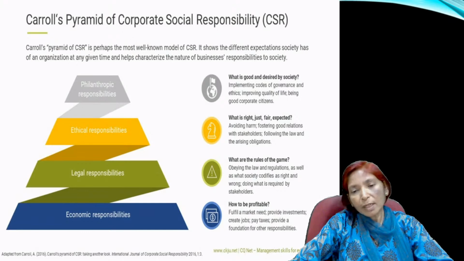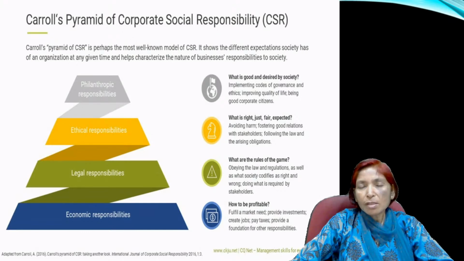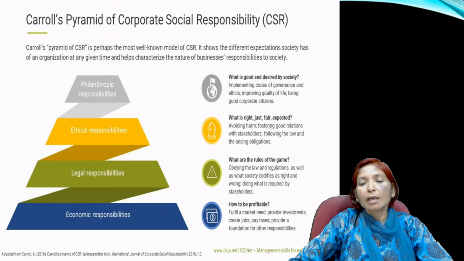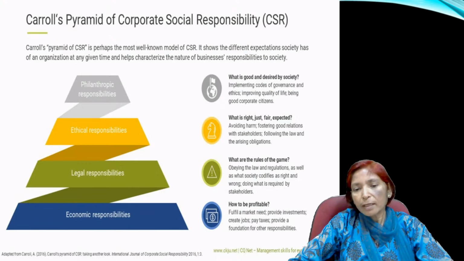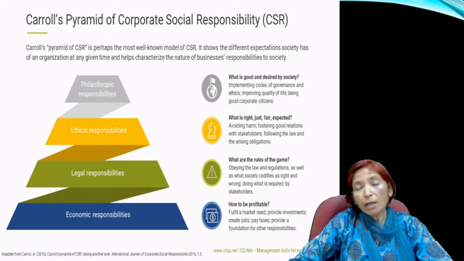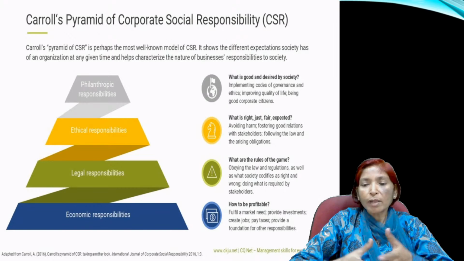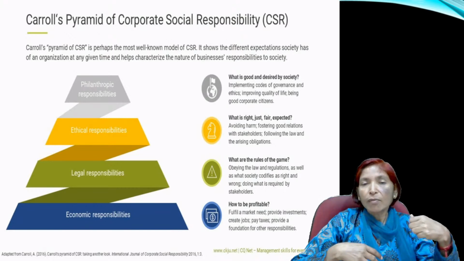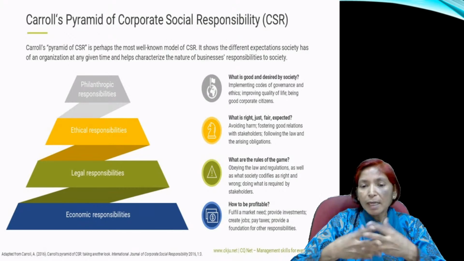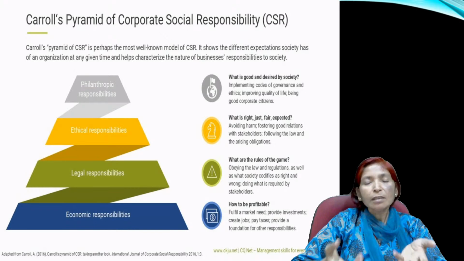And what are the rules of the game? Obeying the laws and regulations as well as what society codifies as right and wrong, doing what is required by a stakeholder. If a company is acting according to its stakeholders, it is following the rules and regulations of the law as well as the society, which codifies what is the right thing for the whole community, without doing wrong. That is called the rule of the game.